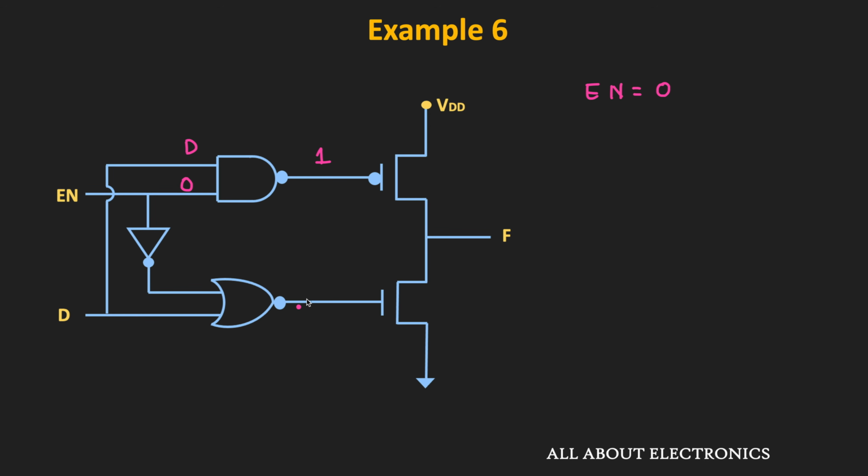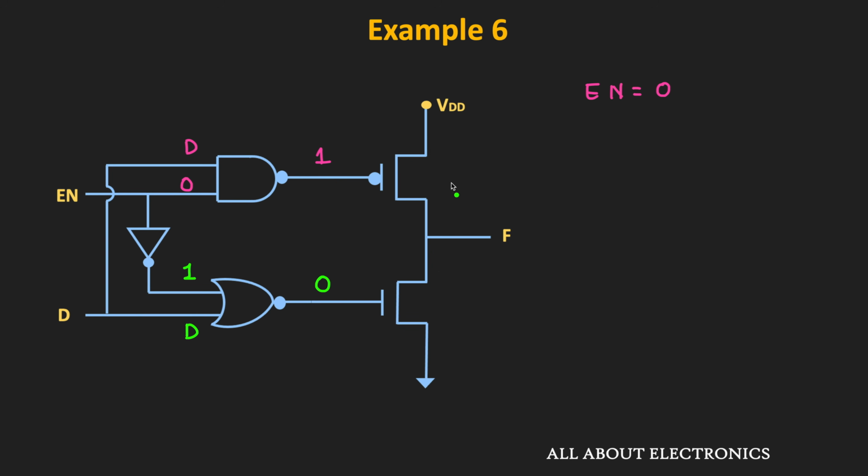Similarly, now let us see what will be the input for this NMOS transistor. So whenever this enable input is equal to 0, then through this NOT gate, the first input to this NOR gate will be equal to 1. On the other hand, the second input to the NOR gate is equal to D. So we know that when any one of the inputs to the NOR gate is equal to 1, then its output will be equal to 0. That means in this condition, the input to this NMOS transistor will be equal to 0.